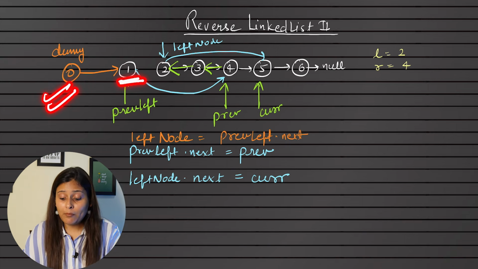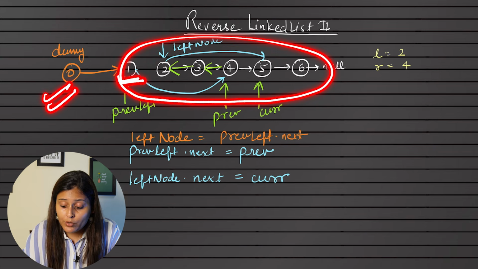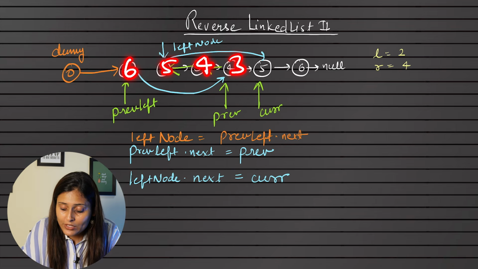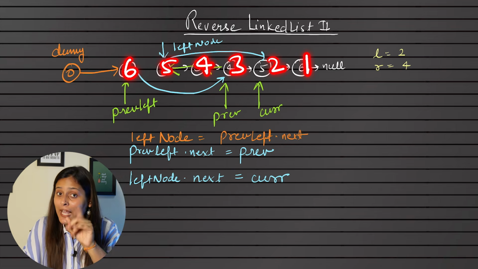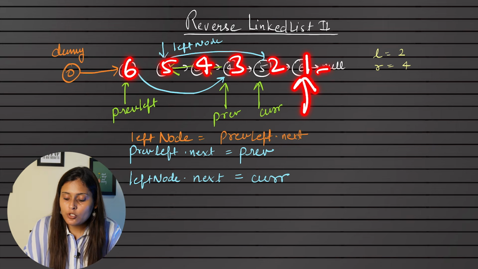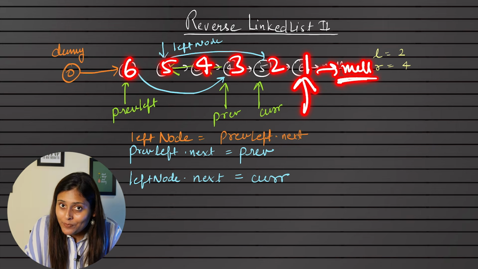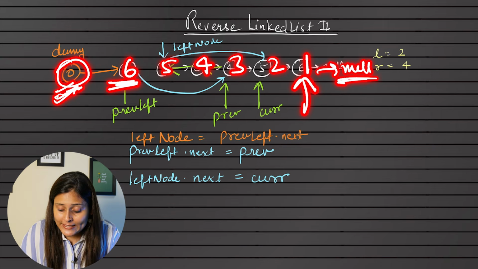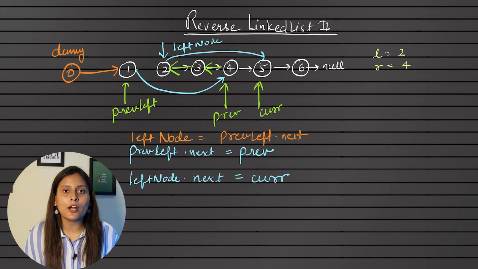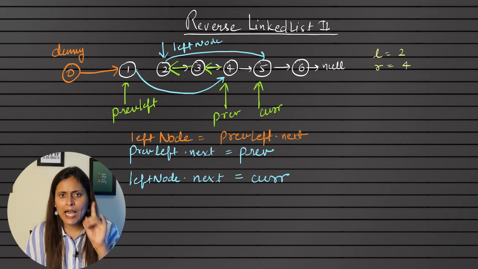Because the question might have asked you to reverse from left 1 to right 6. So now it would have become 6, 5, 4, 3, 2, 1 and your head is pointing to 1. So if you return head, 1 and null will get returned. But the code logic, dummy is connected to 6. So when you return dummy dot next, 6 will get returned instead of head. I hope you get it.